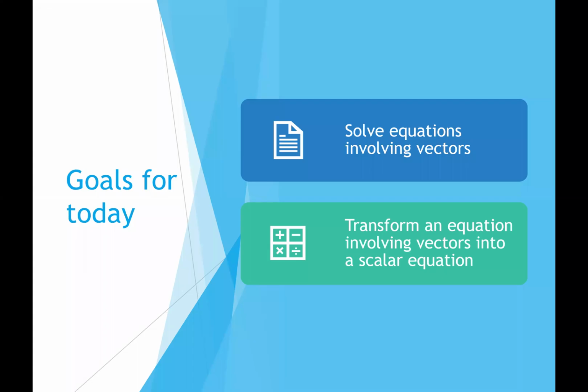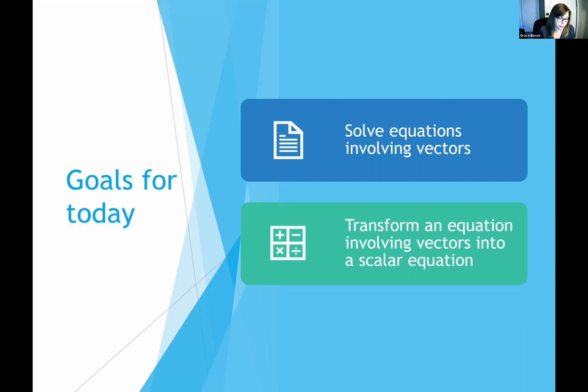This video is all about solving equations in which there are vectors in the equations. There are a few things we need to be careful about, in addition to all of the regular things you need to remember about basic algebra and solving equations in general. So we're going to talk about solving equations that have vectors in them and how to take a vector equation and turn it into an equation that only has scalars. That's going to be a trick we're going to use to solve problems.